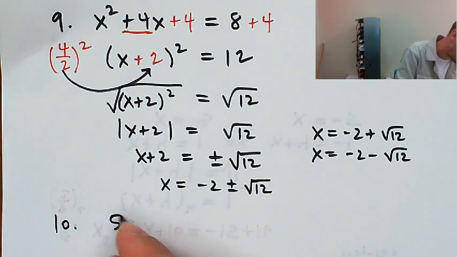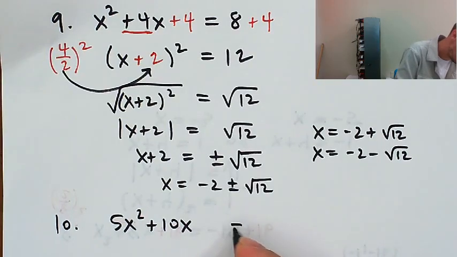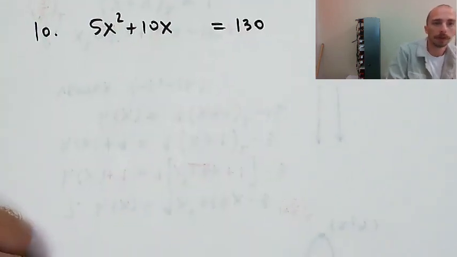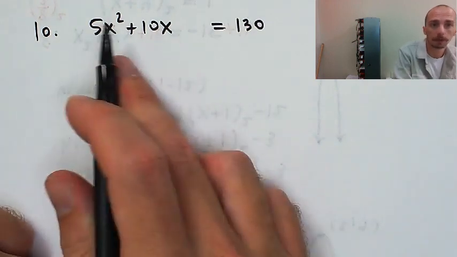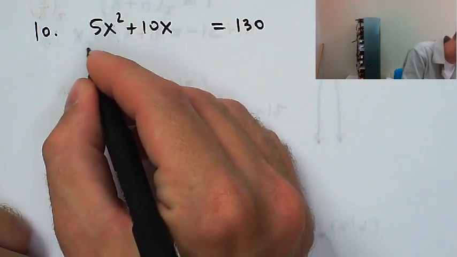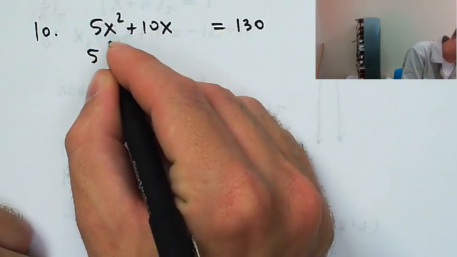All right, 5x squared plus 10x equals 130. And maybe I'll do this when you don't see that all three of these numbers are divisible by 5, and you're just going to complete the square by factoring out the 5 here. And you can do that. So I'm going to show you how you would if you just didn't see that you could divide this whole equation by 5.